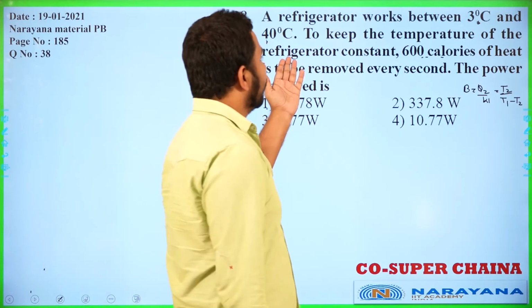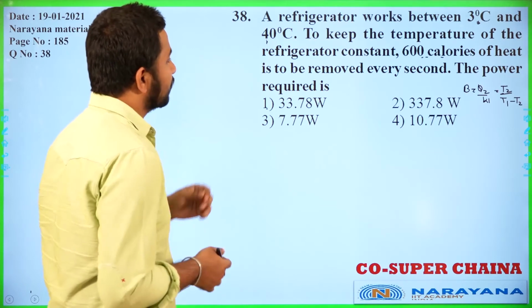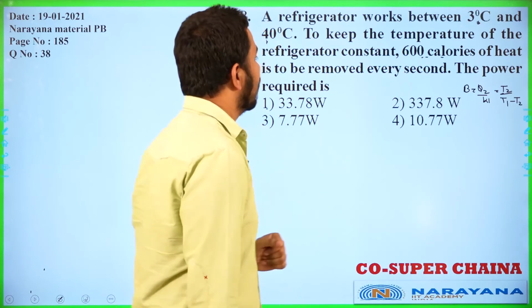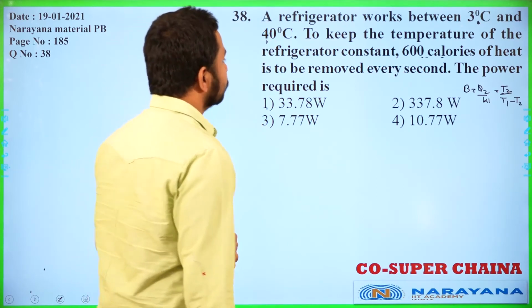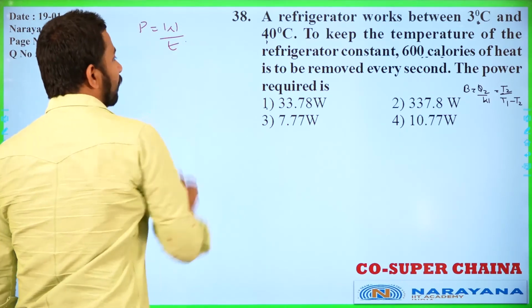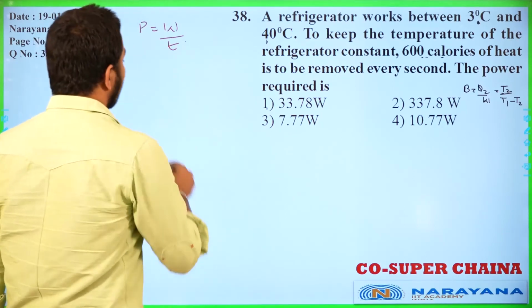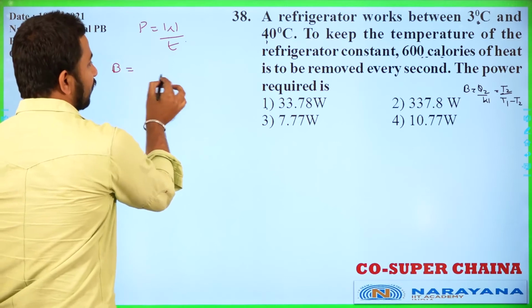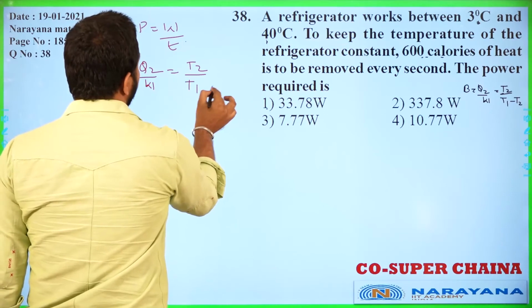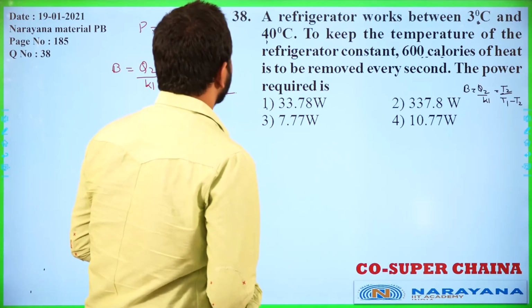The refrigerator works between 3 degrees Celsius and 40 degrees Celsius to keep the temperature of the refrigerator constant. 600 calorie of work is given here, so we'll convert this calorie into the respective values. The power required you have to find. So power will be work done by time, per second you have to calculate. If we find the work done, we can get the answer. We know beta will be written as Q2 by W, and that will be equal to T2 by (T1 minus T2). Yes.